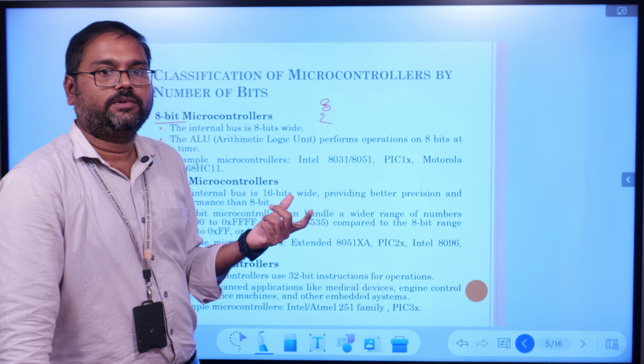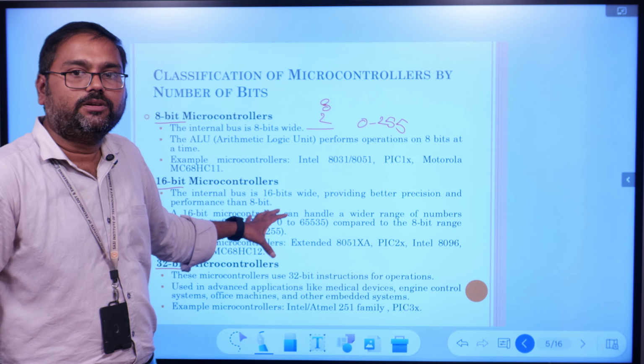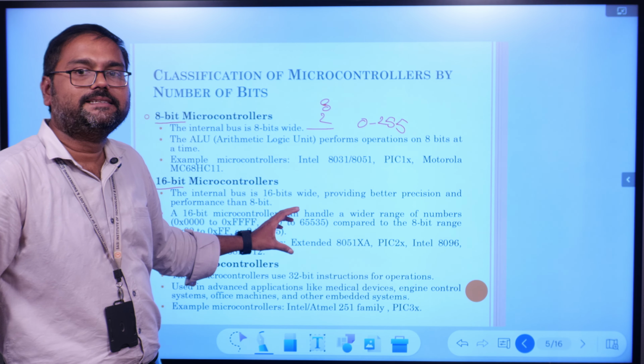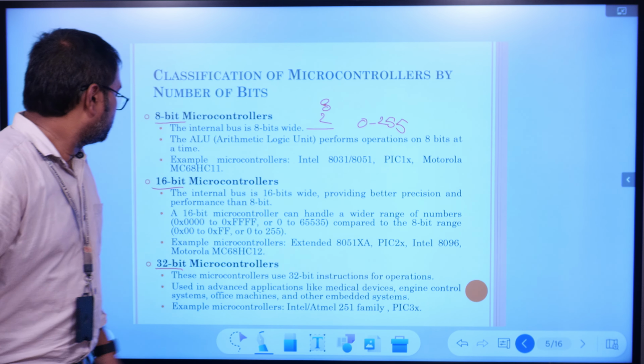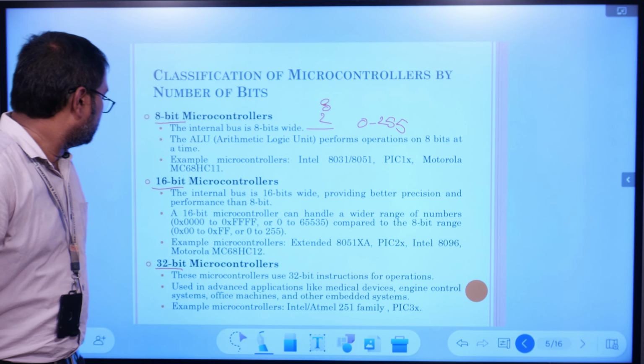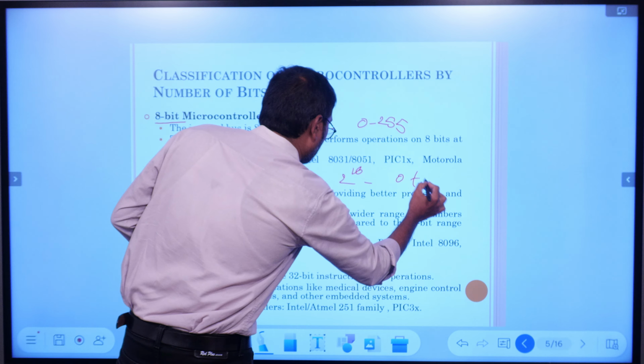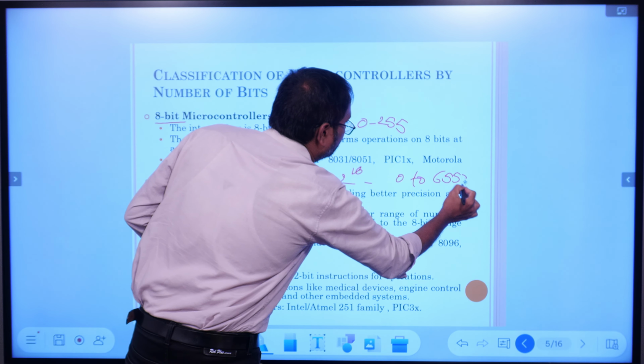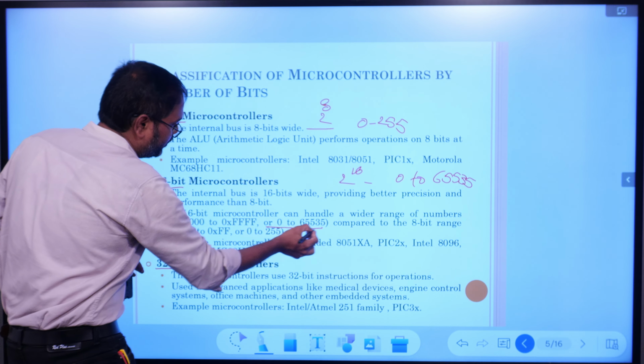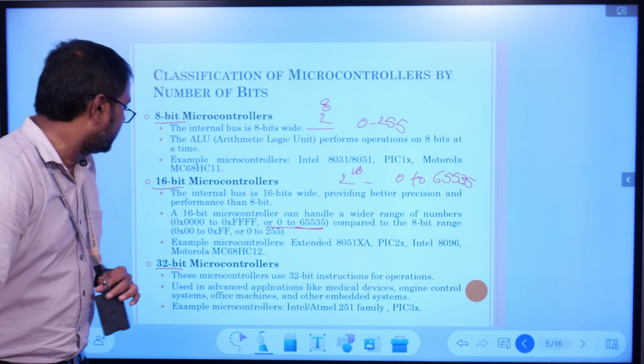And coming to the 16-bit microcontroller, this particular microcontroller can handle or operate on 16 bits of data at a time. So similarly, the range is 2 power 16. So here it is from 0 to 65535. So this is the range of a 16-bit microcontroller, from 0 to 65535.